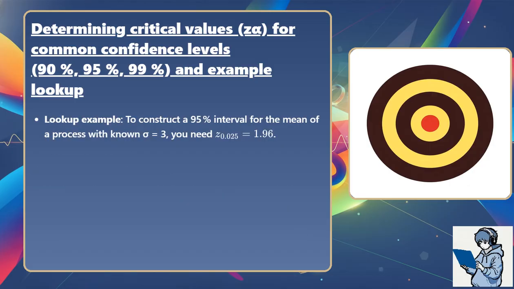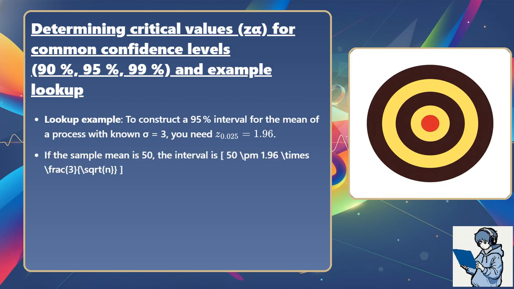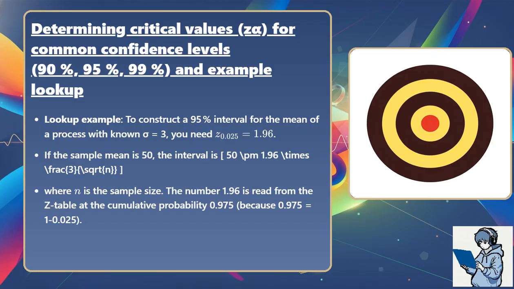Look up example. To construct a 95% interval for the mean of a process with known sigma equals 3, you need z sub 0.025 equals 1.96. If the sample mean is 50, the interval is 50 plus or minus 1.96 times 3 divided by the square root of n, where n is the sample size. The number 1.96 is read from the z-table at the cumulative probability 0.975, because 0.975 equals 1 minus 0.025.